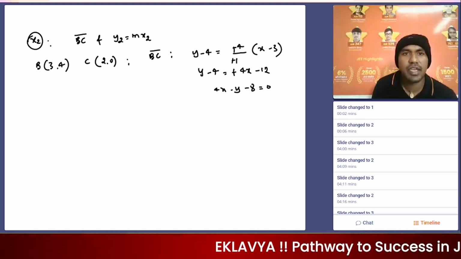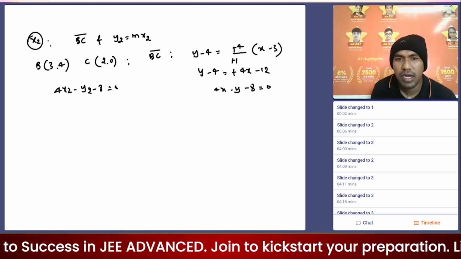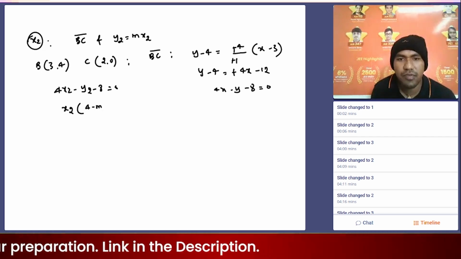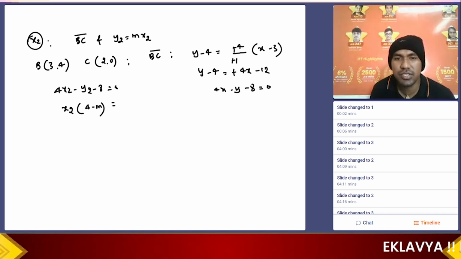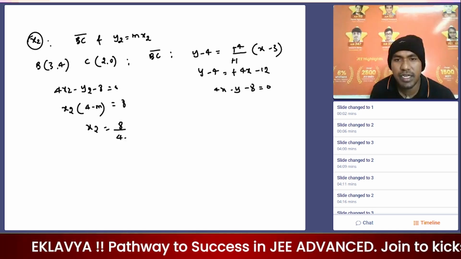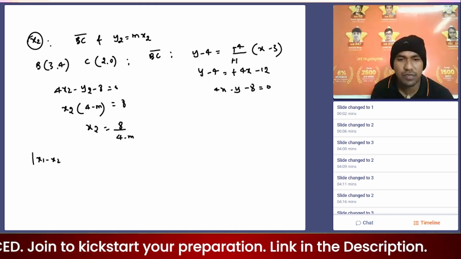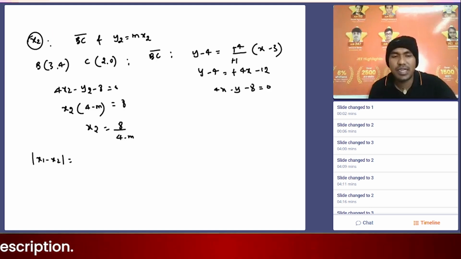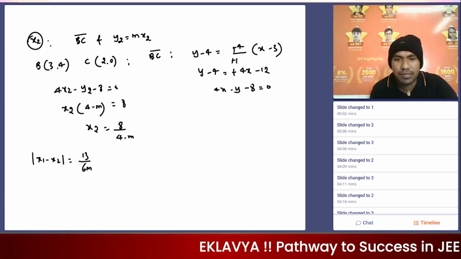If you take the x2 value, 4x2 minus y2 minus 8 equals 0. So from here if I take x2 common, then 4 minus m, because it is mx2 only, is equal to 8. So from here x2 is equal to 8 by 4 minus m. Now we have this relation, right? Mod of x1 minus x2. If you see this relation, we have 13 by 6 m, which is equal to 13 by 6 m.